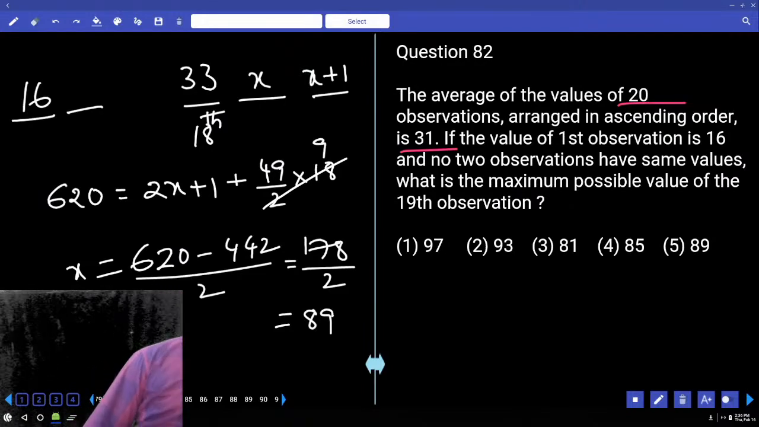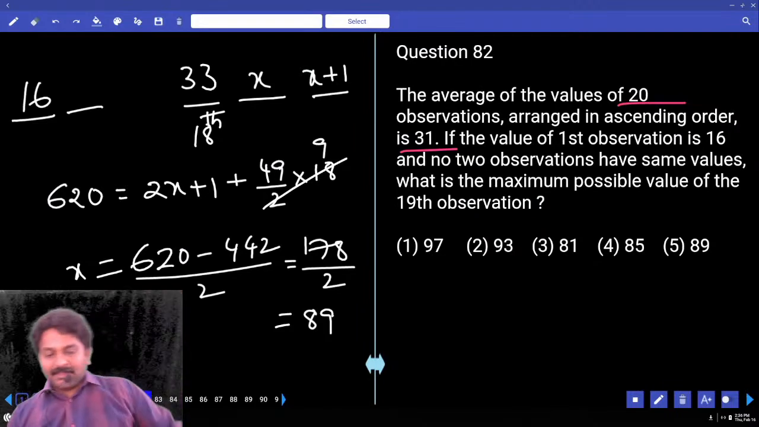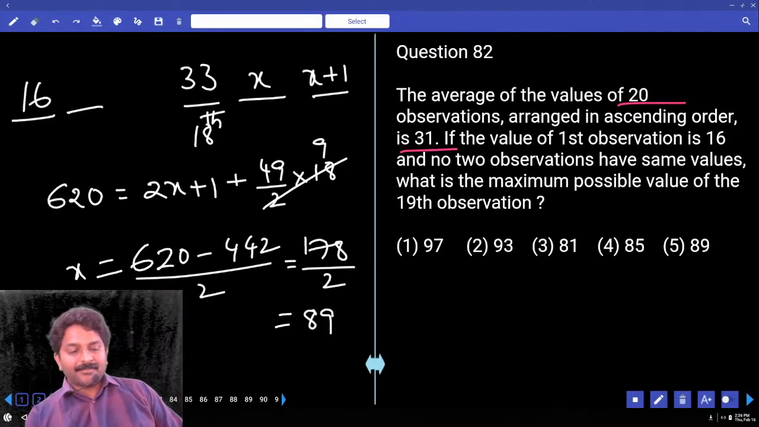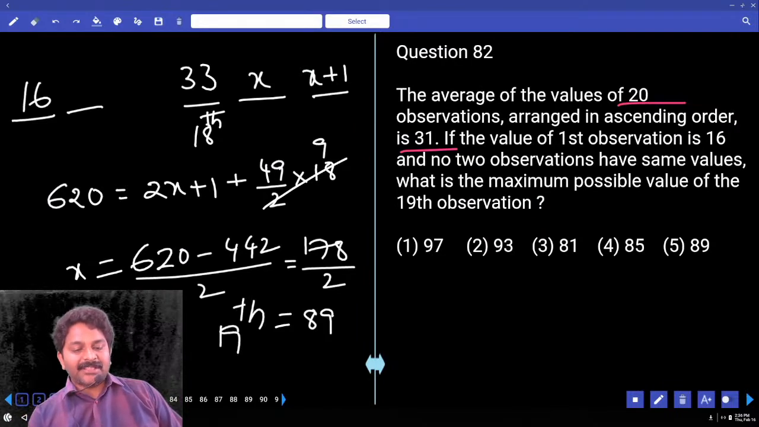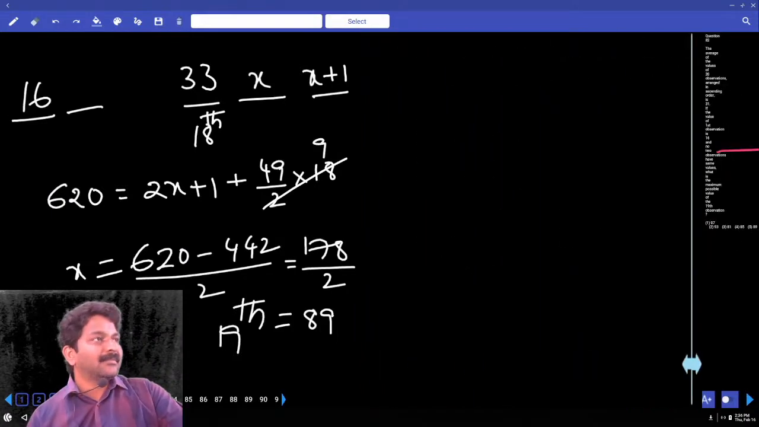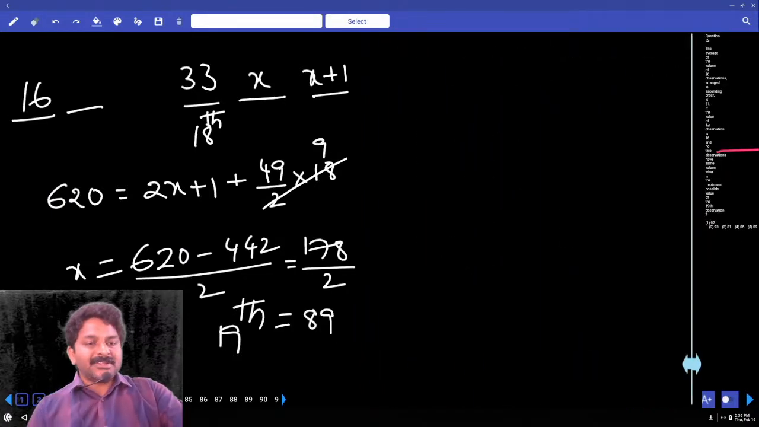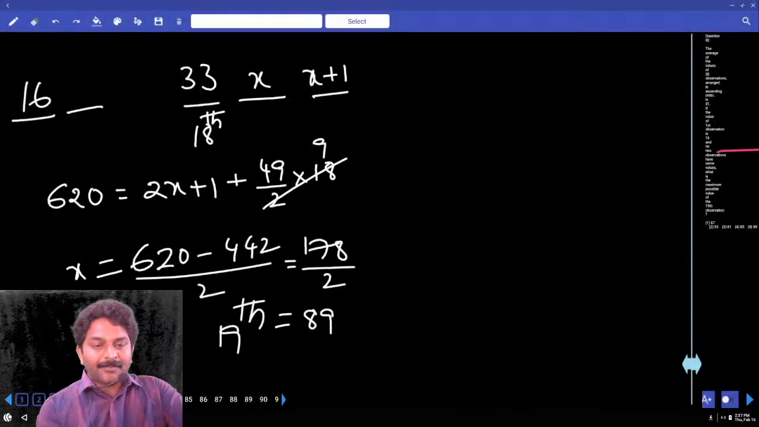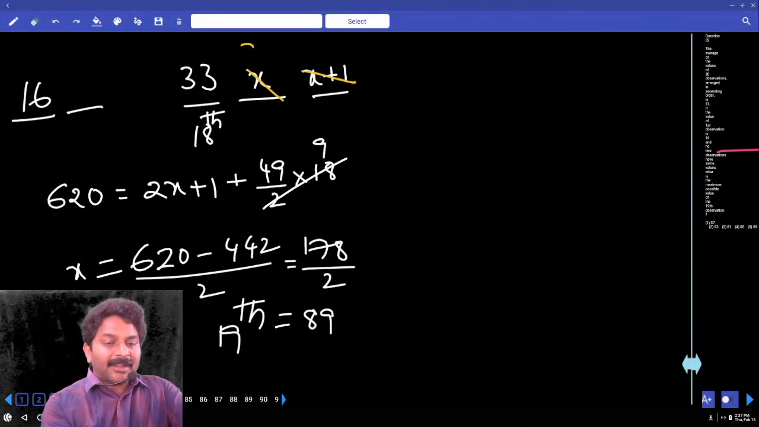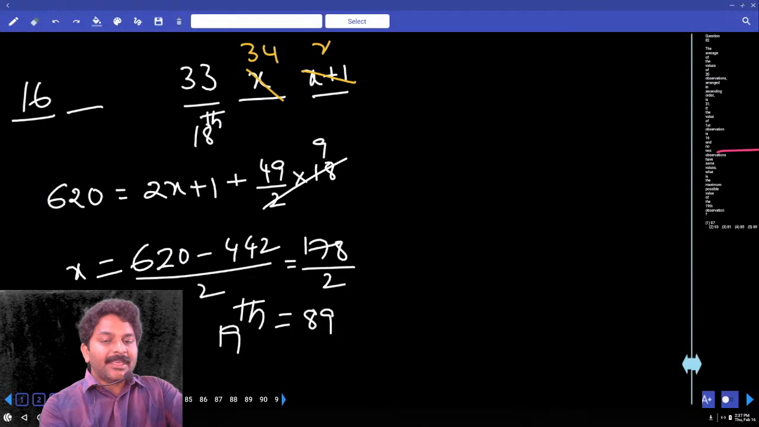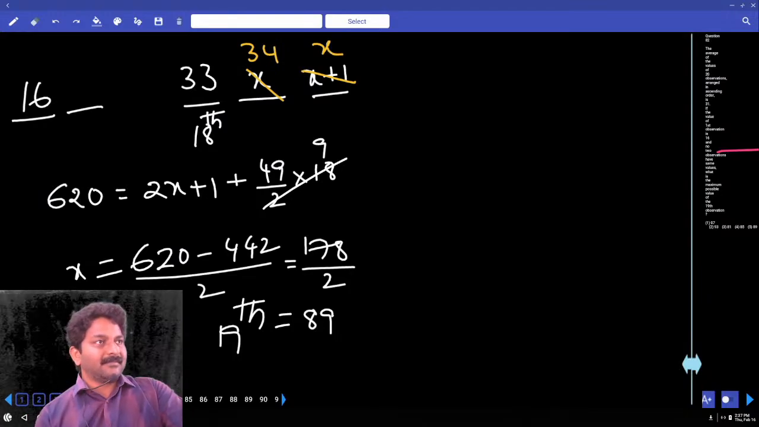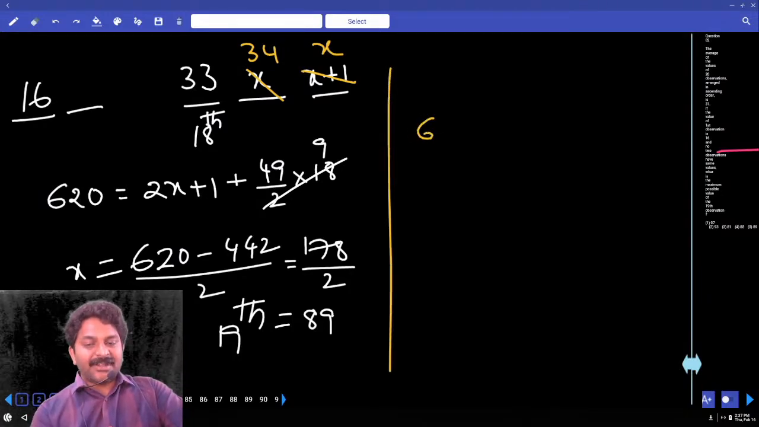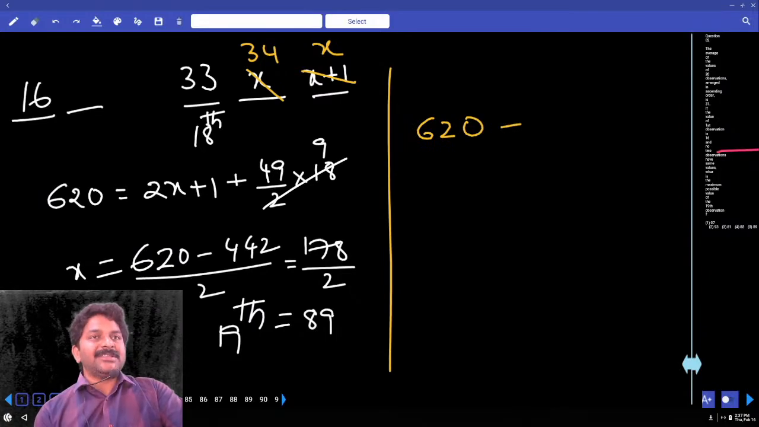ఓకేనా? మాట్లాడాలి. ఇది 19th నెంబర్కి. ఇదే క్వశ్చన్లో 20th నెంబర్కి అడిగారు అనుకోండి, ఇక్కడ 34 తీసుకుంటాం, ఇక్కడ x తీసుకుంటాం. సమ్ 620నే దానిలో నుంచి సమ్ ఆఫ్ 19 నెంబర్స్ సబ్ట్రాక్ట్ చేయాలి.